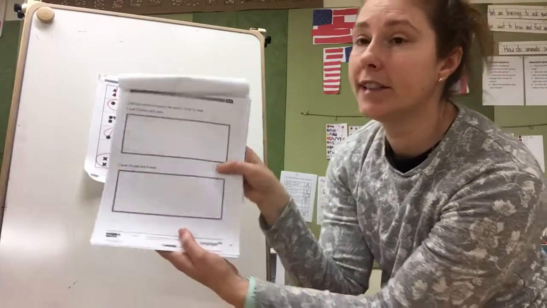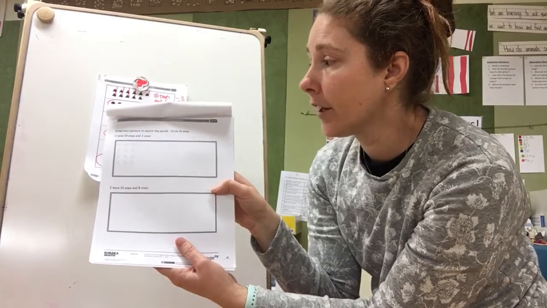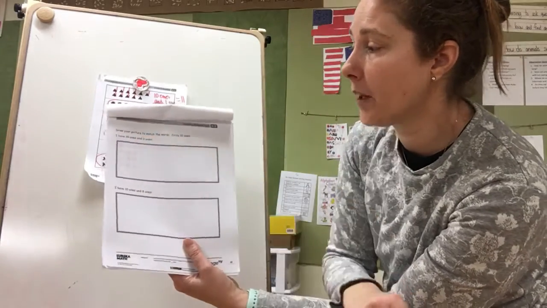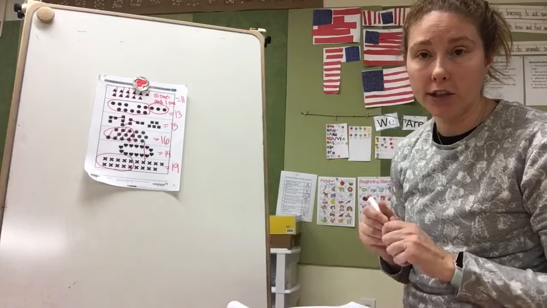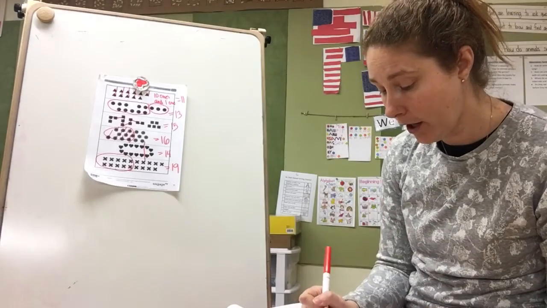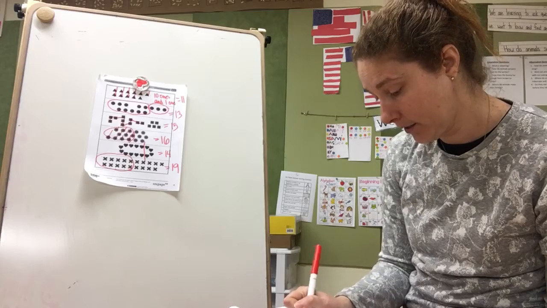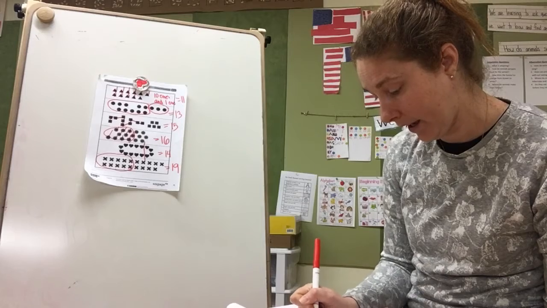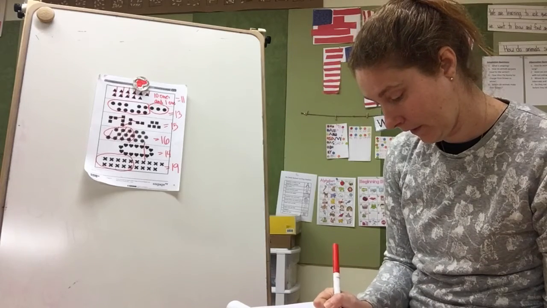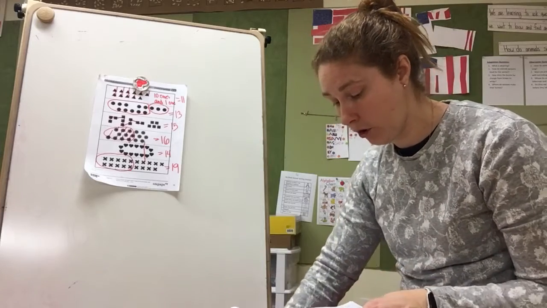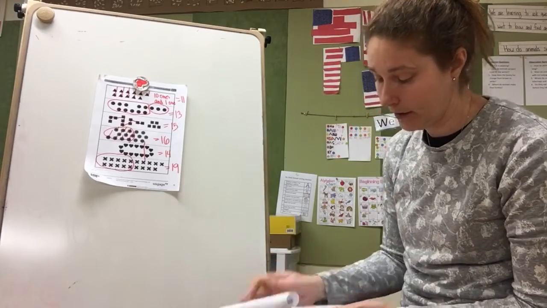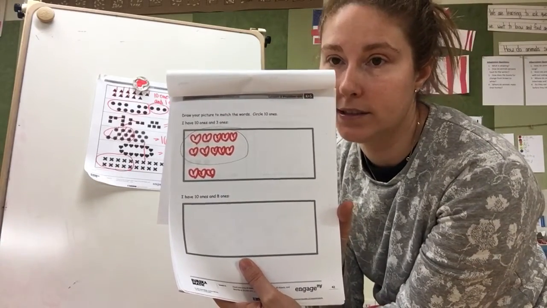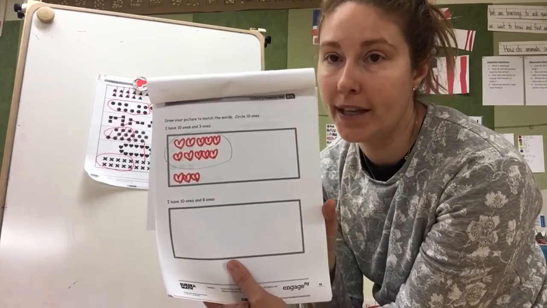Okay, now same idea as what we did yesterday. Draw your picture to match the words and then circle the 10 ones this time. I have 10 ones and 3 ones. So yesterday we did circles and stars. Maybe today I want to do hearts. So I'm going to draw my 10 hearts. Remember, try to always do it in the 5 group way if you can. And then it said to circle your 10 ones. So I have my 10 circled and my 3 ones. 10 and 3 makes 13 hearts.